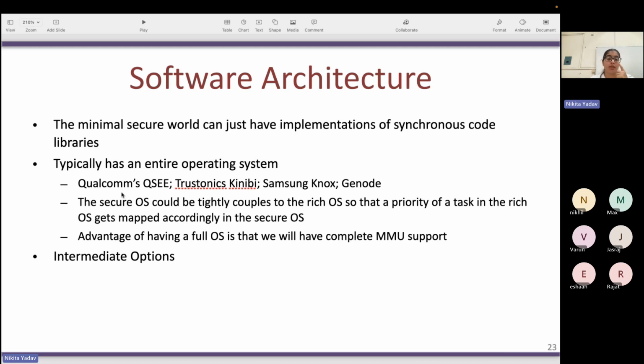You can basically develop these two OSs so that they understand each other, and that will enable us to do some more complex tasks, such as passing the priority of a task from the rich OS to the secure OS, so that application gets executed first.